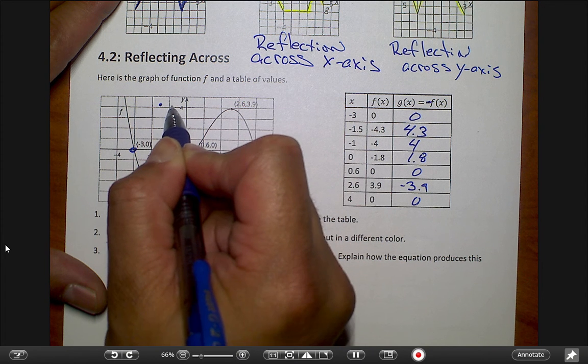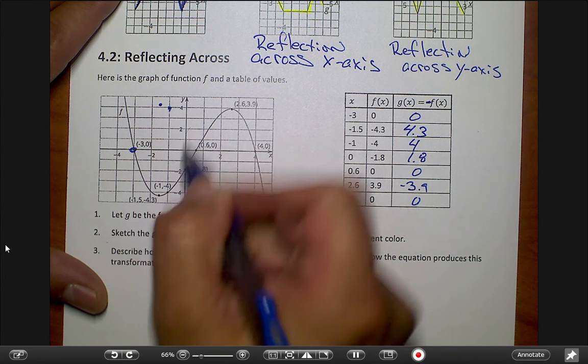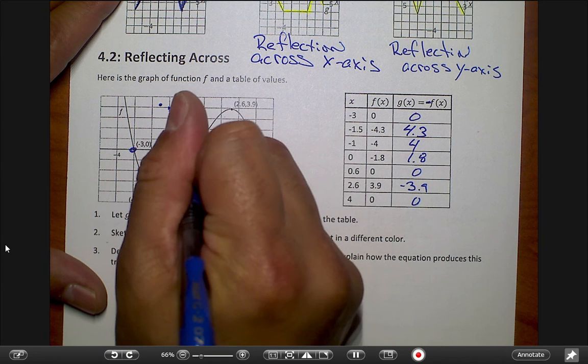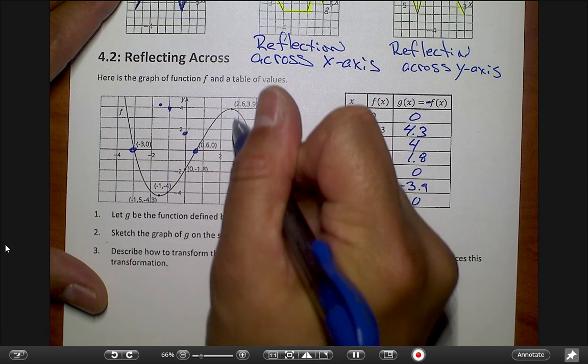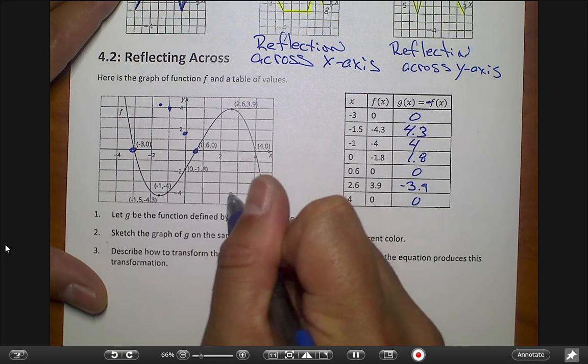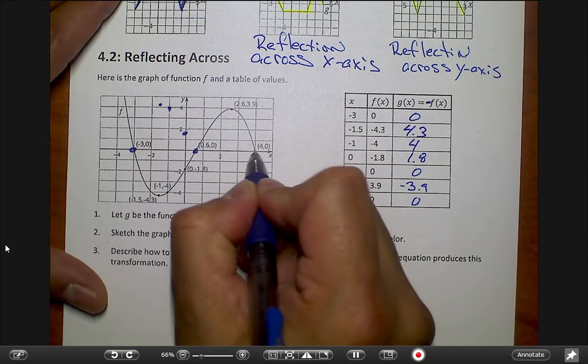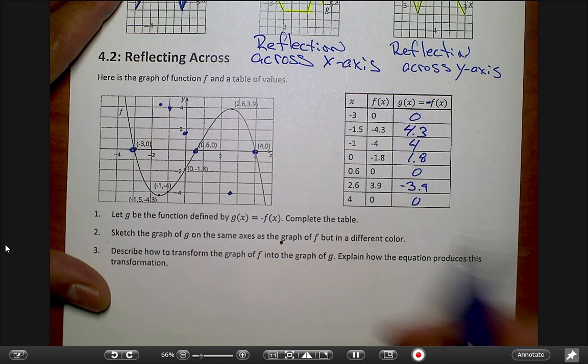And then this one, 4. Next one is going to be 1.8. Then 0. And this one is negative 3.9. And then back to here, I'm going to go through and connect my dots.